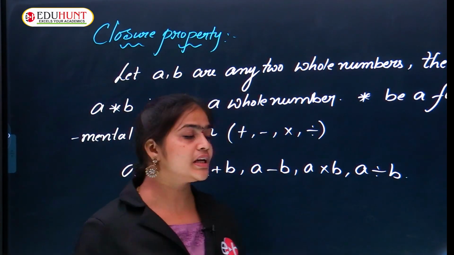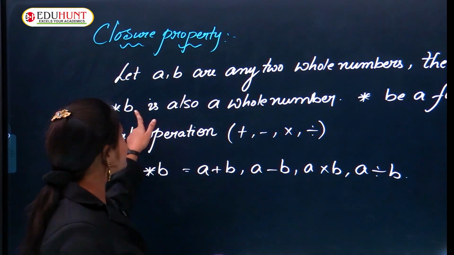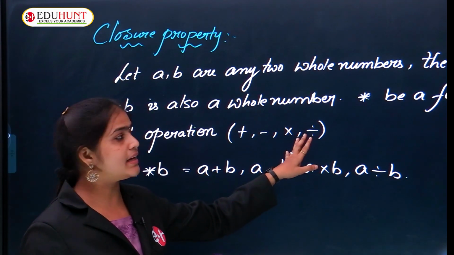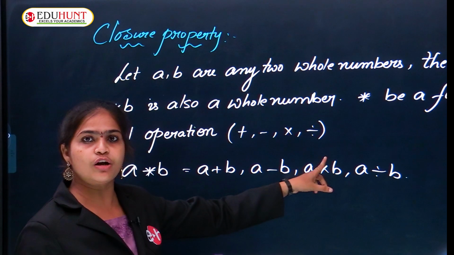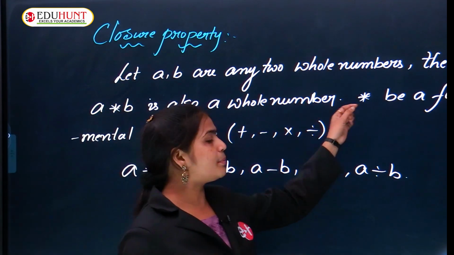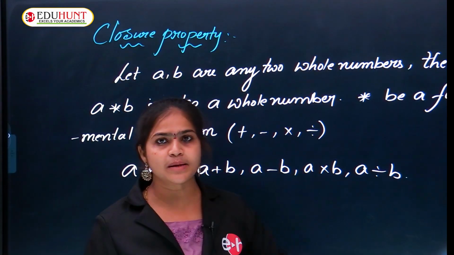What is that condition here? Let A comma B be any two whole numbers, then A star B is also a whole number. And here star means any fundamental operation. Out of 4 fundamental operations, we just have to perform one fundamental operation. Understood? So this is about that closure property.